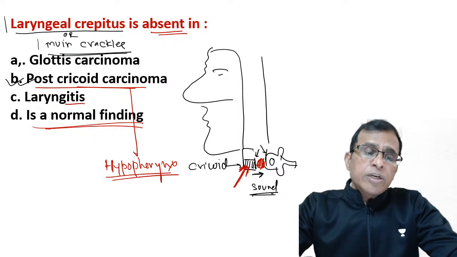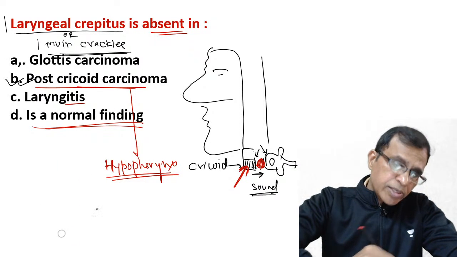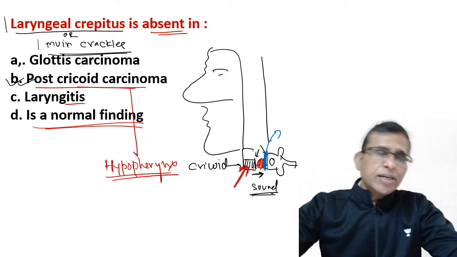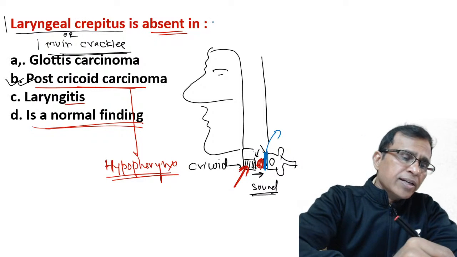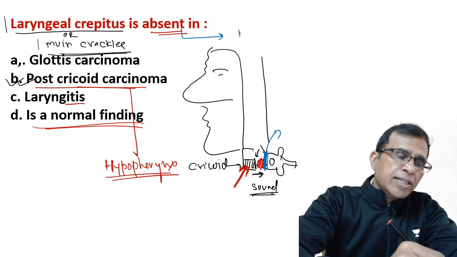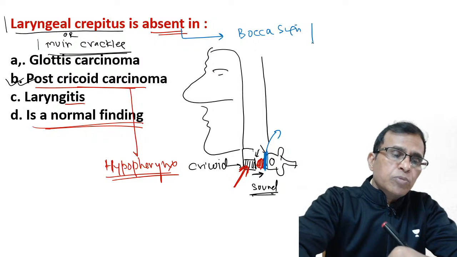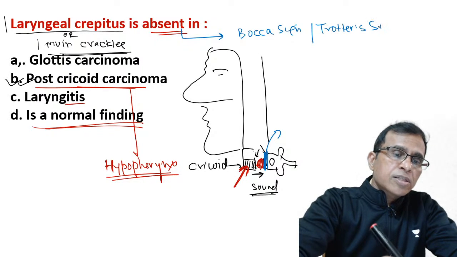Or retropharyngeal abscess. In retropharyngeal abscess, the abscess is here. There is pus here. So retropharyngeal abscess, again, you will have the same thing, right? Now, when you don't have this sign, absence of laryngeal crepitus is a sign. It's called Boca sign. Some books call it Jackson's sign. Sorry, it's sometimes called Trotter's sign.